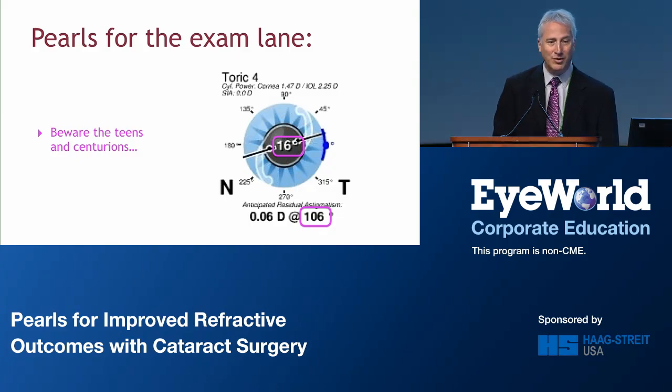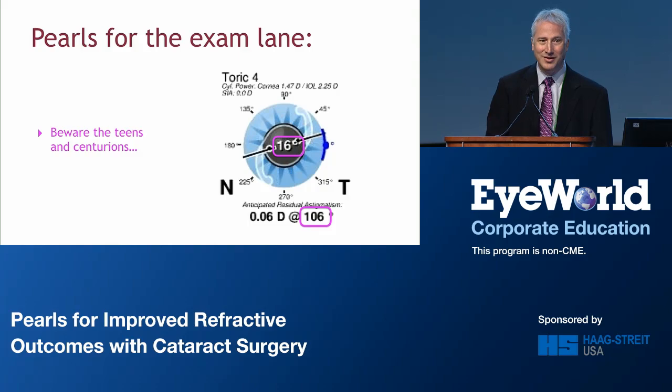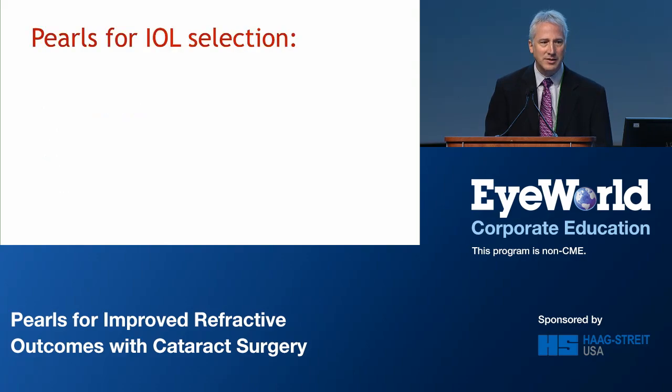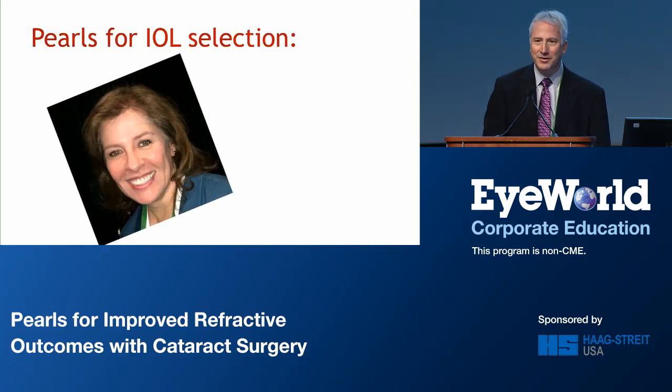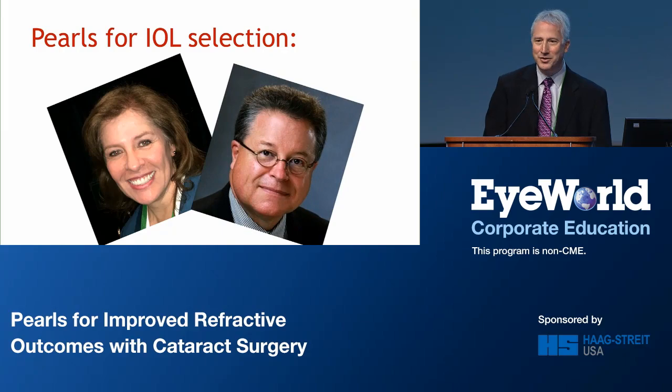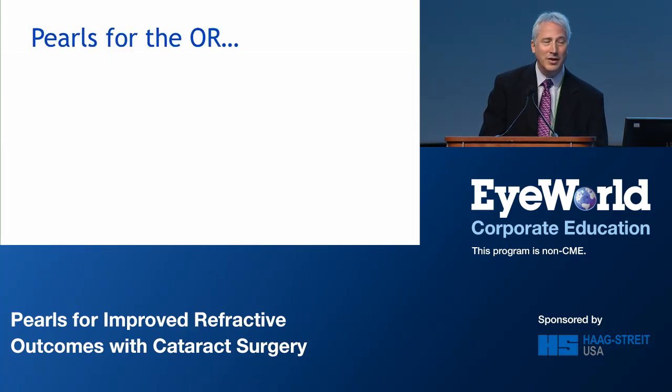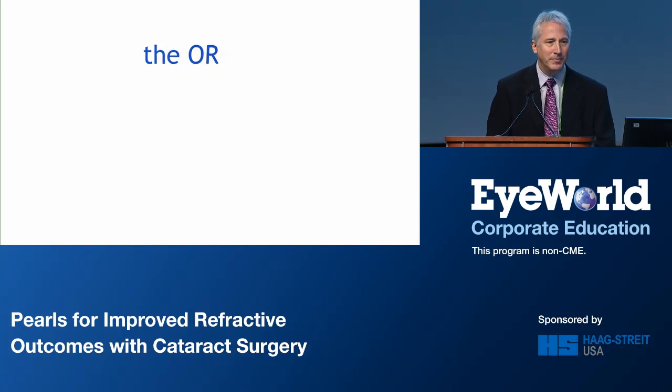1.6 with a degree mark looks a lot like 1.06. Don't confuse those. When we pick the power, there's a lot of really important things to discuss. However, I think I'm going to leave that to Dr. Sandoval and to Dr. Hill to discuss, and I'm going to skip right over that part. And now we're going to talk about Lenstar pearls in the operating room.